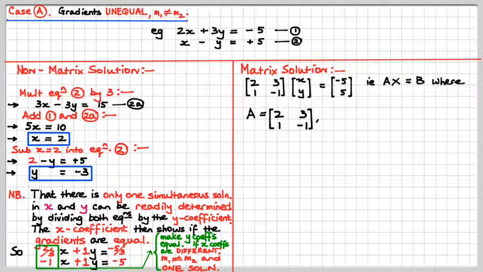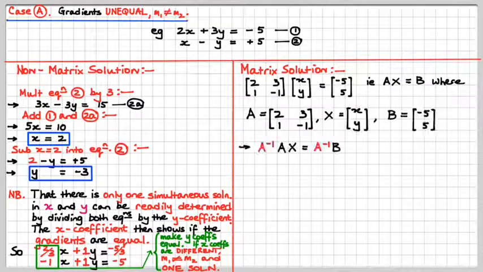Well, I like to use this convention here. I like to rewrite it out like this: capital A times capital X equals B, where capital A is that square 2 by 2 matrix, and capital X is just the matrix X and Y, okay? And B was that thing there, right?